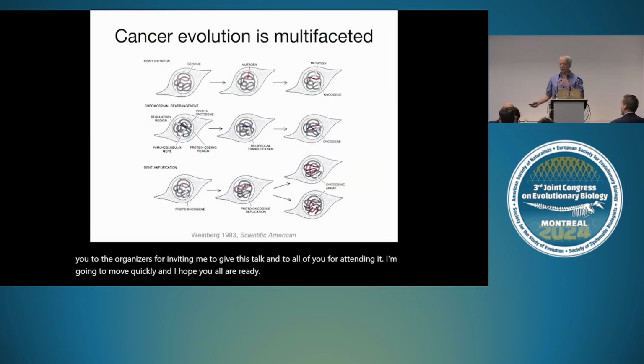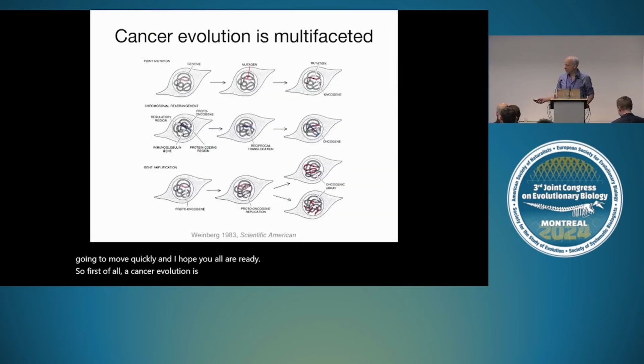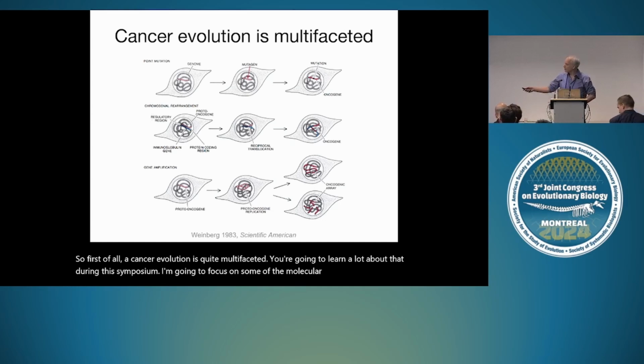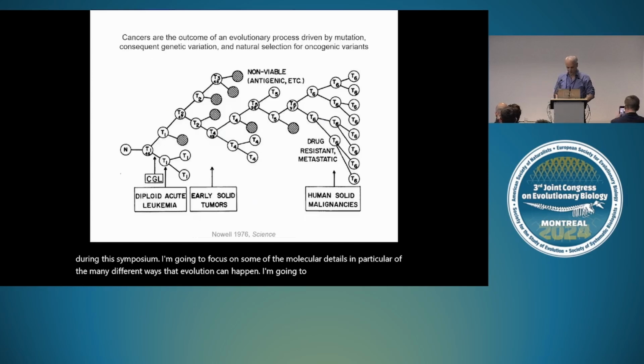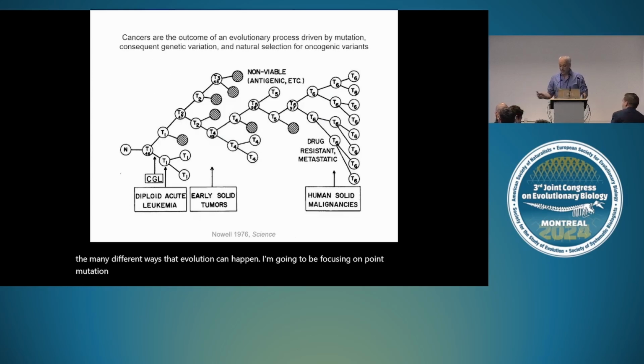So first of all, cancer evolution is quite multifaceted. You're going to learn a lot about that during this symposium. I'm going to focus on some of the molecular details, in particular of the many different ways that evolution can happen. I'm going to be focusing on point mutation. Now, mutations of any kind happen in a cellular lineage that then leads to cancer growth and drug-resistant metastatic spread of cancer, typically.